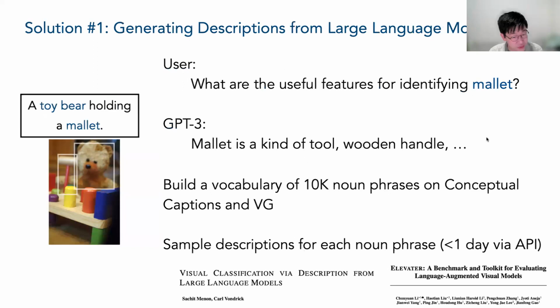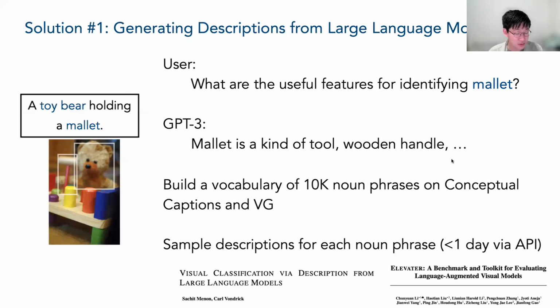Our solution is also very simple. Now you have very strong large language models, so you can just ask them to write the description for you. And we find they tend to be quite accurate. Just ask the GPT model, what are the useful features for identifying a mallet? And GPT-3 will tell you, okay, it's a tool with a wooden handle. The example I showed is actually from GPT. You can sample descriptions for each noun phrase you find in your pre-training corpus, and this is fairly easy. So that solves the problem.